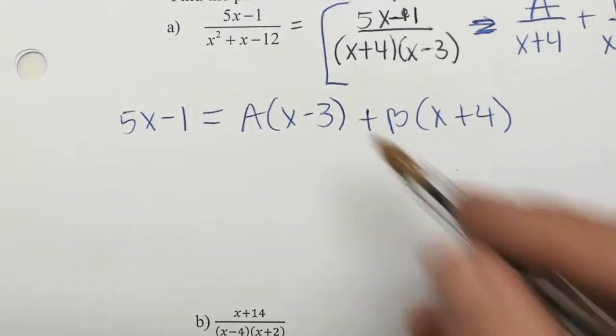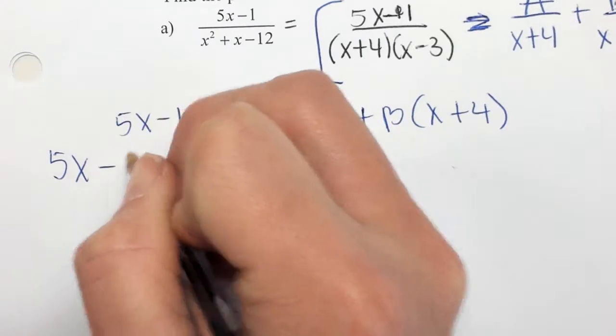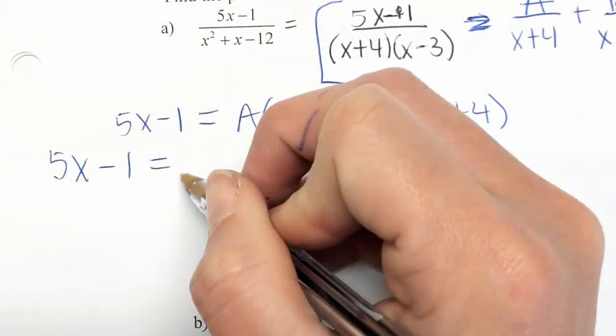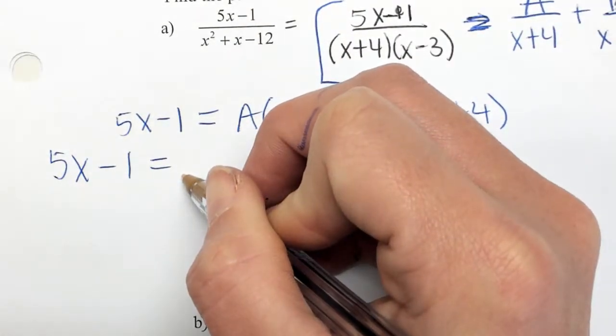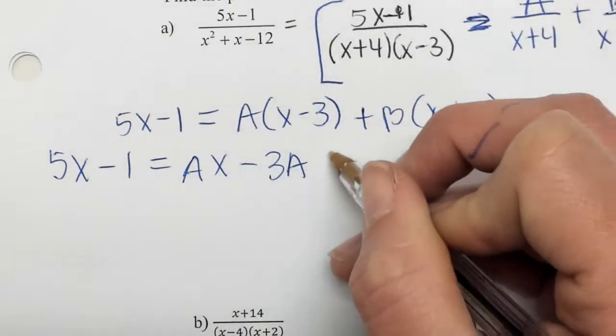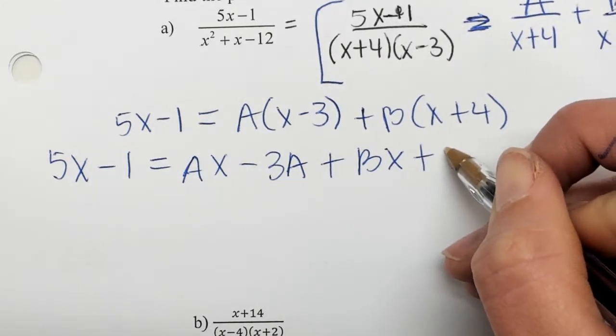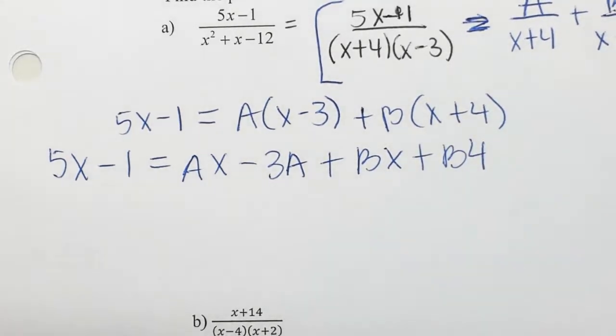Alright, now let's go ahead and distribute this a to each one, this b to each one. That'll give us what over here? Ax minus 3a plus 4b, or b times 4, whichever one you write it.